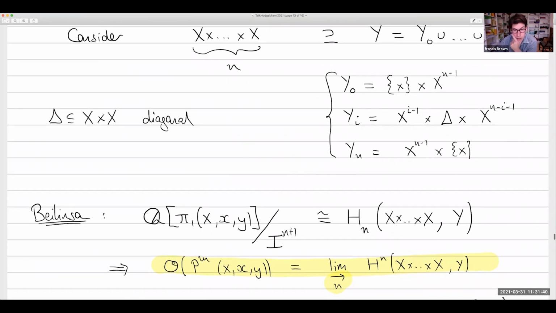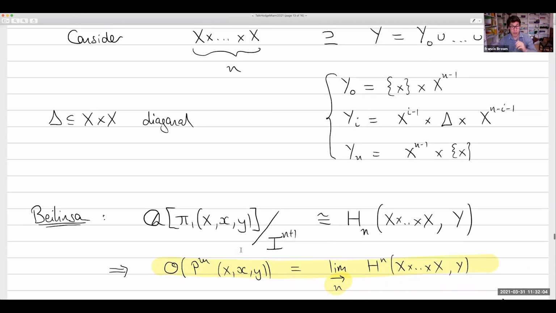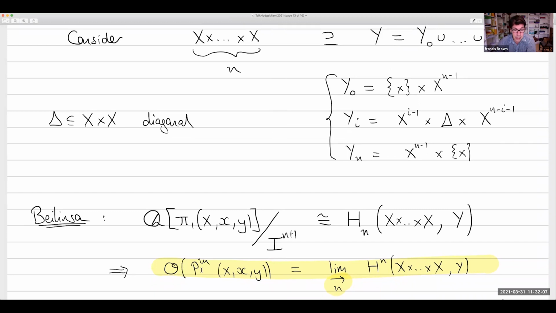the quotient of the group ring by the n plus 1th quotient of the augmentation ideal is isomorphic to the relative homology of n products of x relative to this simplex. And so by dualizing it and taking the limit, that means that the affine ring of unipotent completion is just a limit of these very explicit cohomology groups.